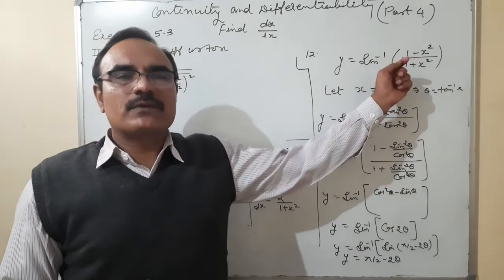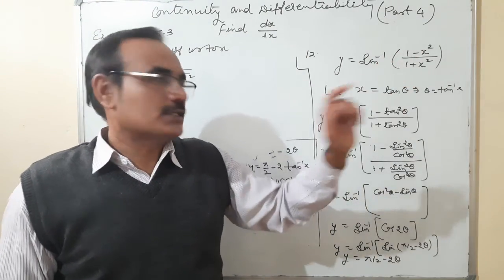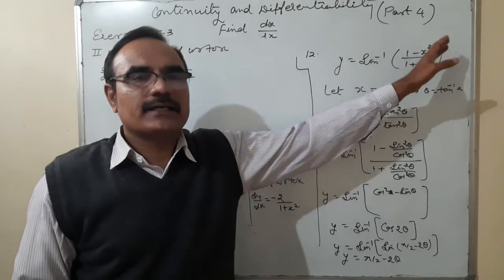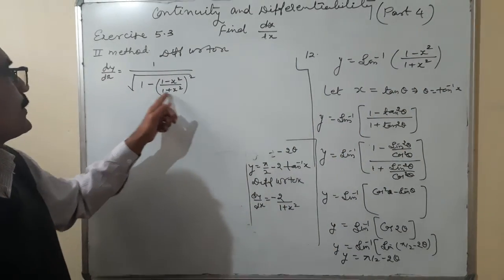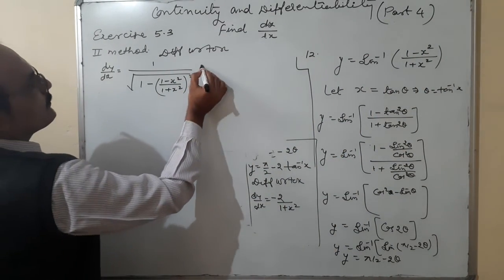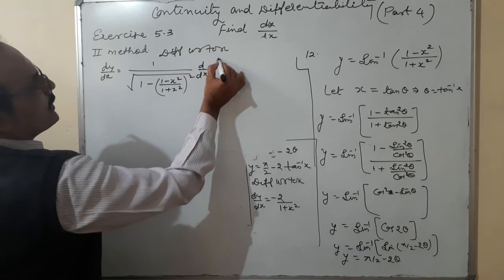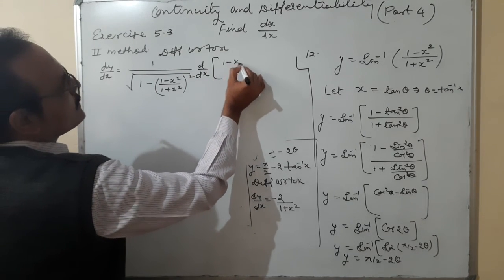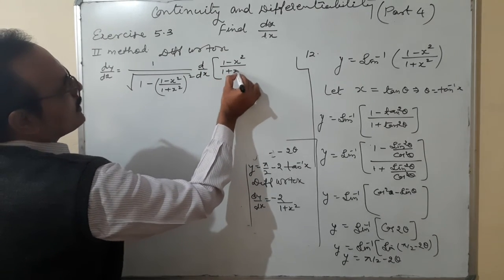The formula for the derivative of sine inverse x is 1 upon under root 1 minus x square. This entire term is treated as x, so we have 1 upon under root 1 minus x square, and again differentiation is using the chain rule. Differentiation of 1 minus x square upon 1 plus x square.